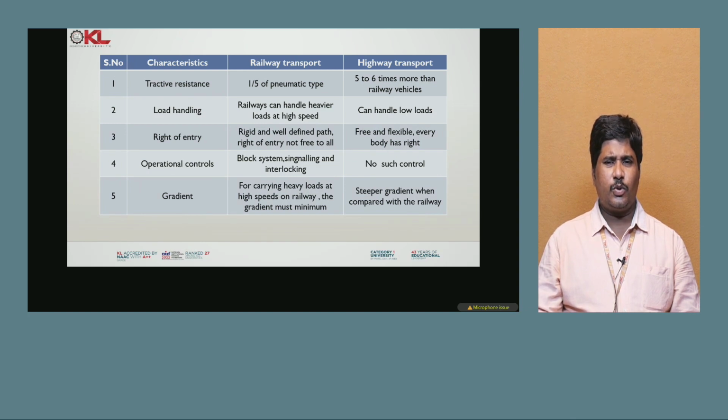Coming to highway transport, there is no such type of control. Even in urban areas, maybe we can control by means of traffic signals, but it is not considerable in the highway network because it comes under rural only. And coming to the gradient, as we know, slope. For carrying heavy loads at high speeds on railway, the gradient must be minimum. And in highway transport, steeper gradients are acceptable when compared to the railway.